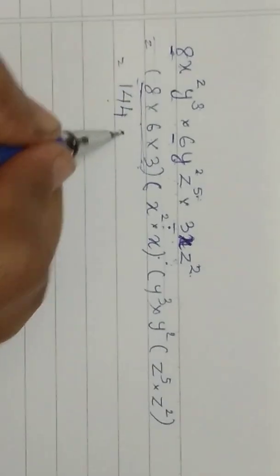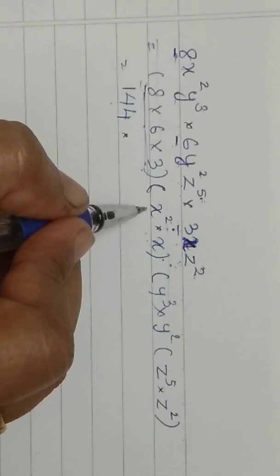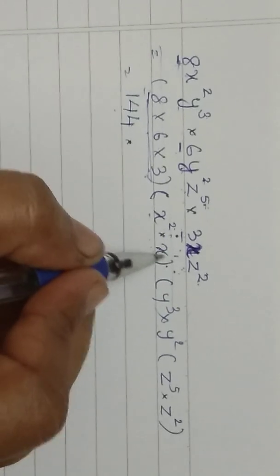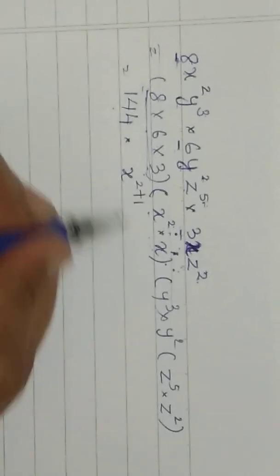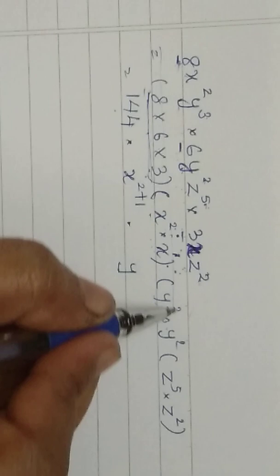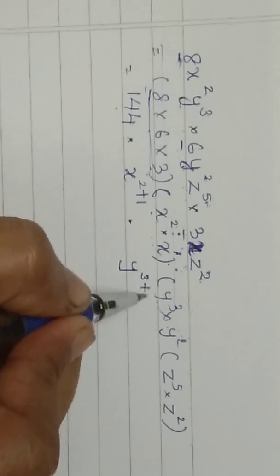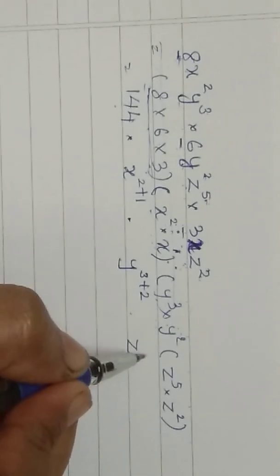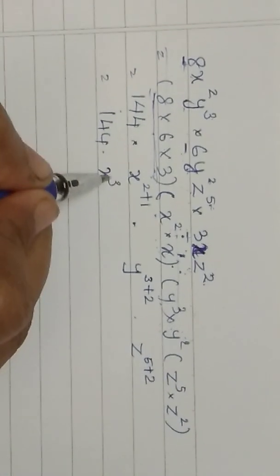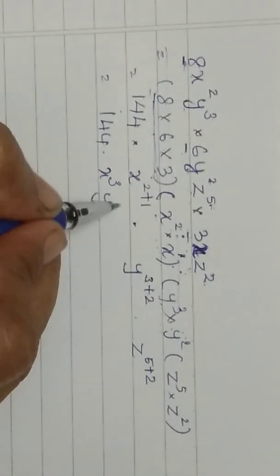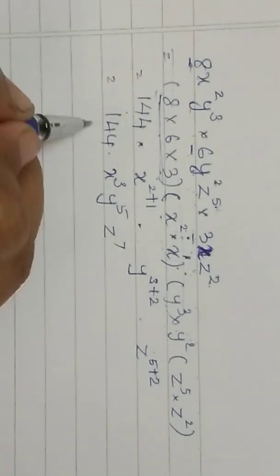So that's over. Now x square into x, both the base is same. Base is x. So now we can add the powers of these two. The power of x is 1. So now we can write x raised to 2 plus 1. Now y. Here y raised to 3 into y raised to 2. What we have to do? Add the powers together. Y raised to 3 plus 2. Now z raised to 5 plus 2. Now 144 into x raised to 3 into y raised to 3 plus 2, 5, z raised to 5 plus 2, 7. So that is the answer.